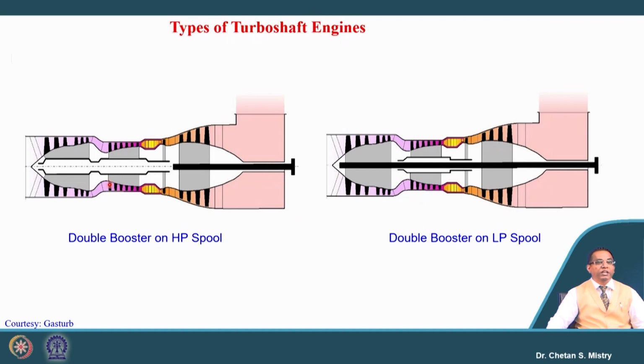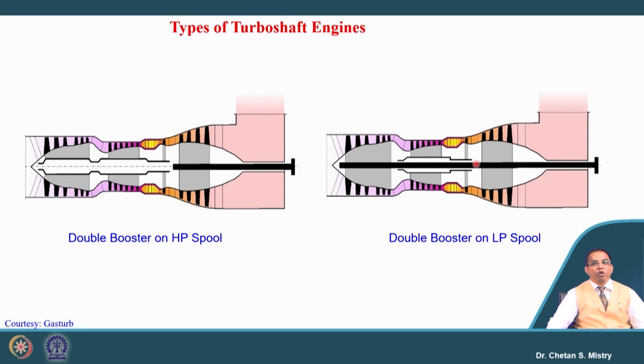Here it says double booster on HP spool. So, rather than just the compressor, both the booster and the HP compressor are connected to the HP turbine. This is what we can call the HP spool. Here, the LP turbine is connected with the power shaft, and here we have the exhaust.